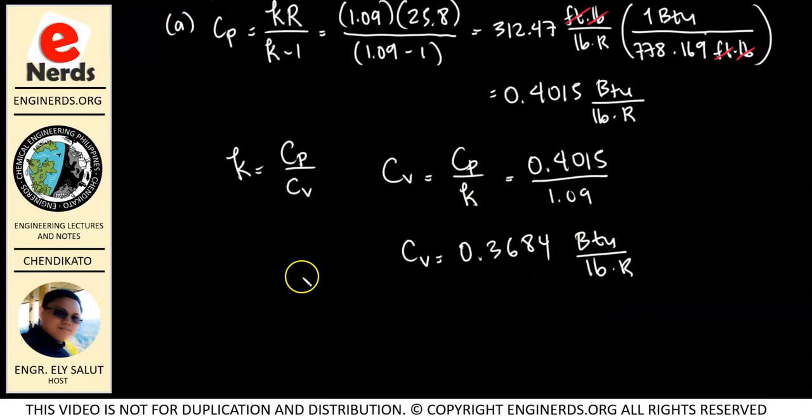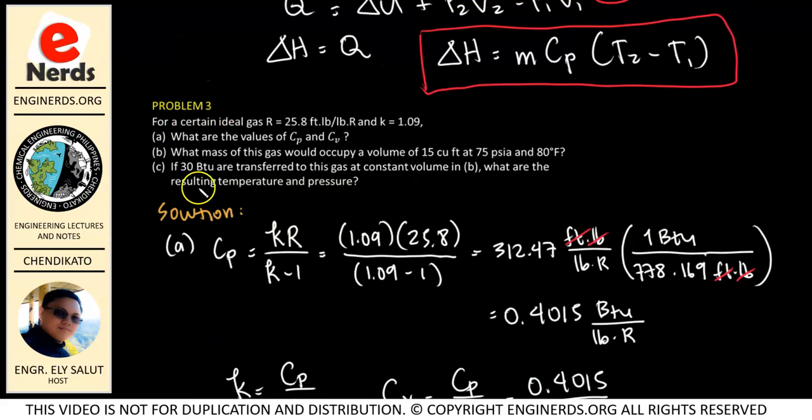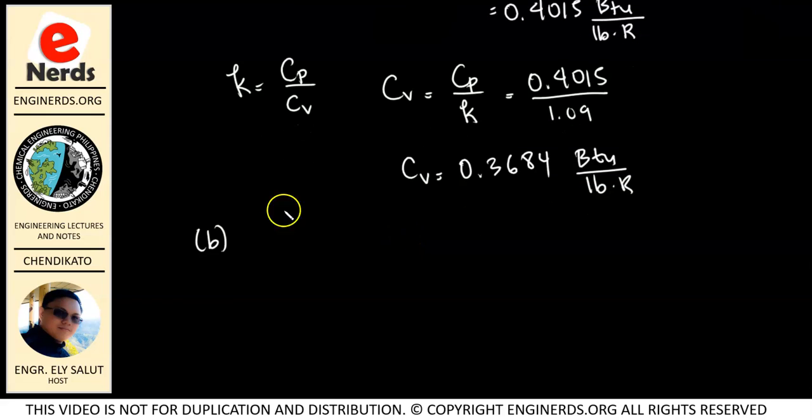Okay? So now let us answer B. We have gotten A. What we are looking for in B is what mass of this gas would occupy a volume of 15 cubic feet, at a pressure of 75 psia, and a temperature of 80 degrees Fahrenheit. So basically, we can see that we need to use the ideal gas equation, PV is equal to MRT.